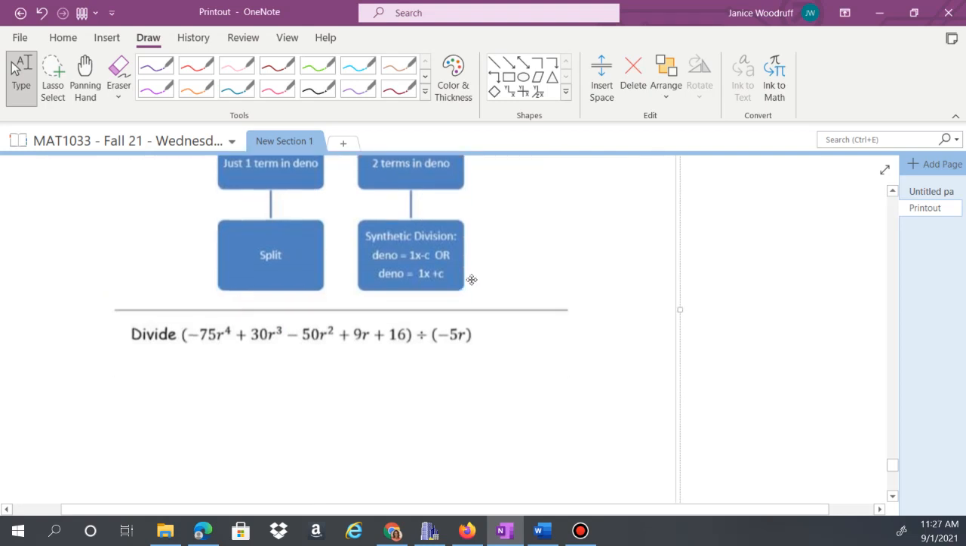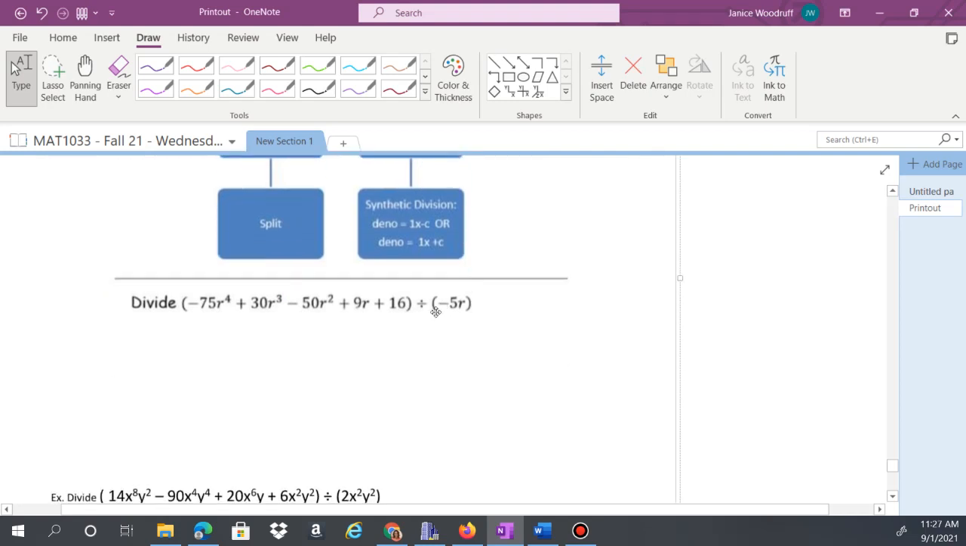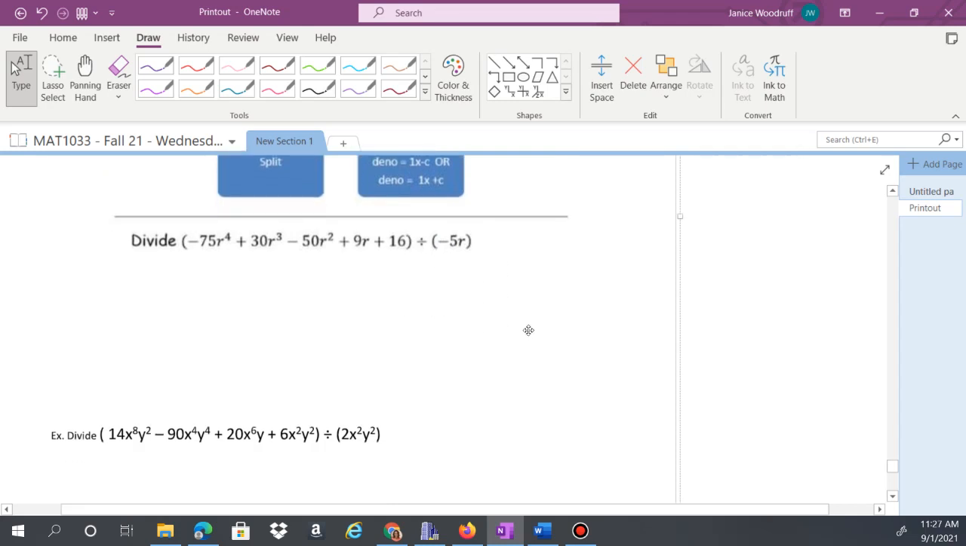So let me show you what I'm talking about. Anything after the divided by sign, that's technically the denominator. Okay, so this is your denominator, the negative 5r. So there is one term here, which means I'm going to split, which means I'm going to divide each term of the numerator by negative 5r. So I'm going to write a negative 5r underneath each term here.